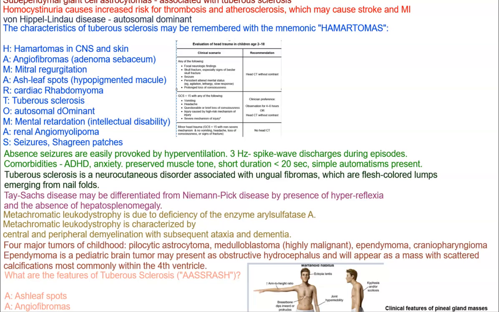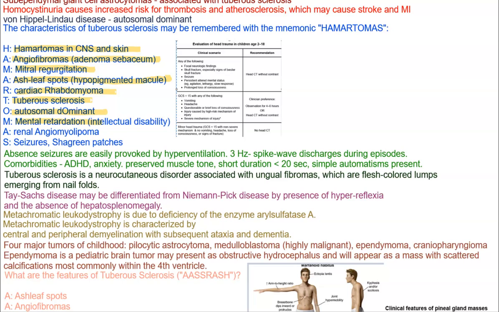And then, so we can remember the mnemonic. There's two different mnemonics for tuberous sclerosis, and one of them is HAMARTOMAS. So H is going to be hamartomas in the CNS and skin. The next one is angiofibromas, or adenoma sebaceum. On the face, you'll typically see that. Next one is mitral regurgitation, ash leaf spots, so hypopigmented macules, cardiac rhabdomyoma, tuberous sclerosis, autosomal dominant.